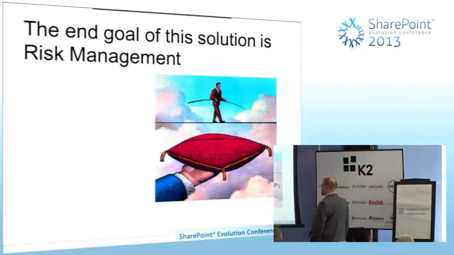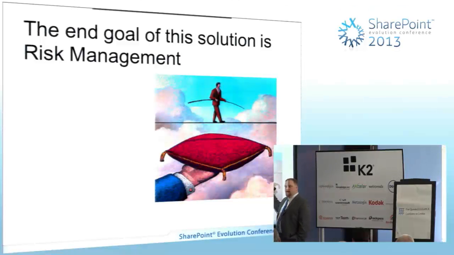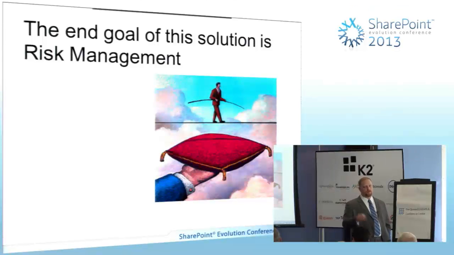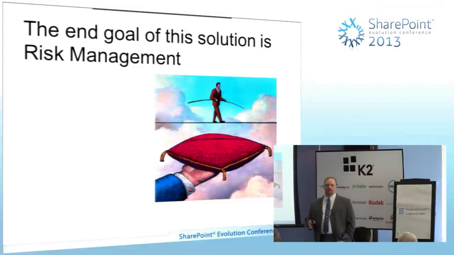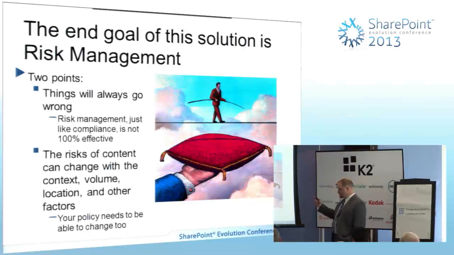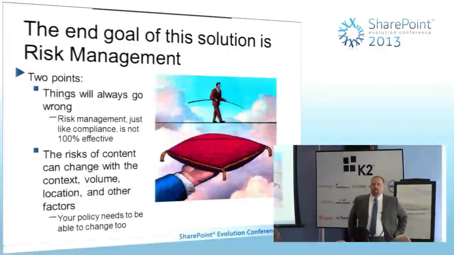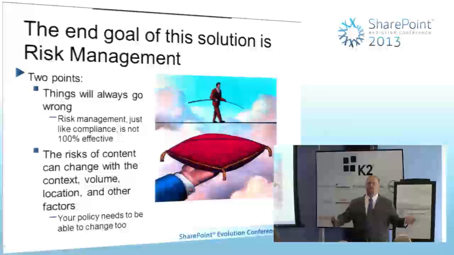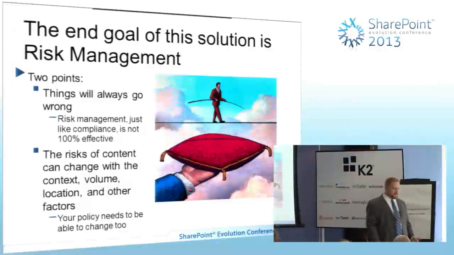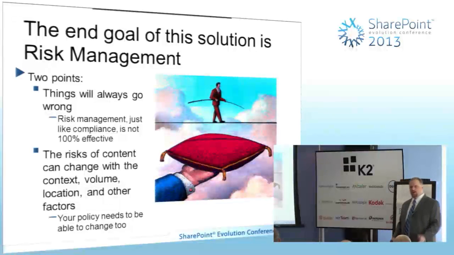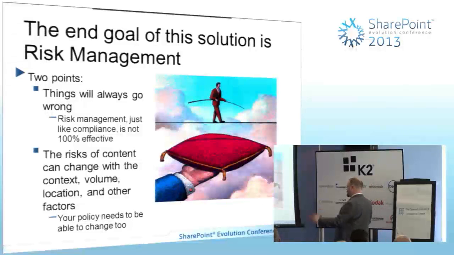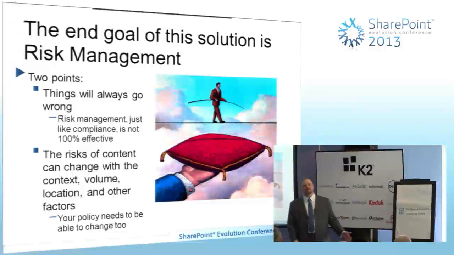So when I simplify this down, compliance and governance, a solution for information management for a regulated industry, risk management is the end state. If we manage our risk, then everything else has a tendency to come by the board. Two points. Things will always go wrong. You're never going to be 100% compliant. There's always going to be something that goes wrong. The question isn't whether or not you can prevent everything from ever happening ever. The question is what happens when something goes wrong.